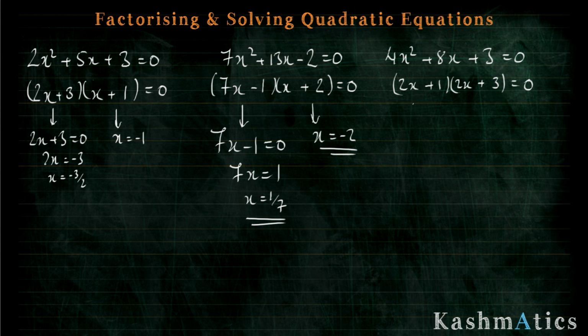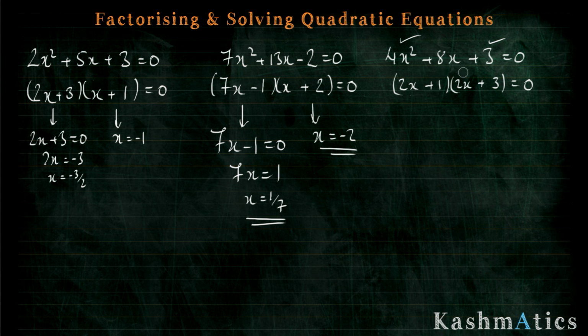Okay, so just go over that again. 2x times 2x is 4x squared. 1 times 3 is 3, so that's that term sorted and that term sorted. The 2x times the 3 gives me 6x, and the 1 times the 2x gives me 2x. 6x and 2x gives me my 8x. Okay, so hopefully that makes sense now.